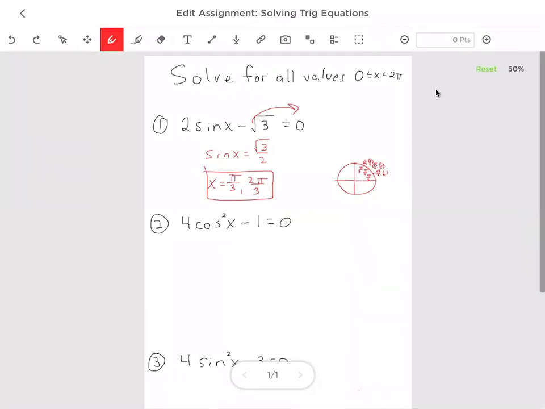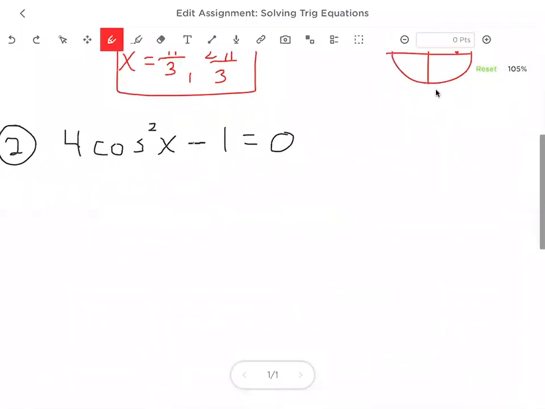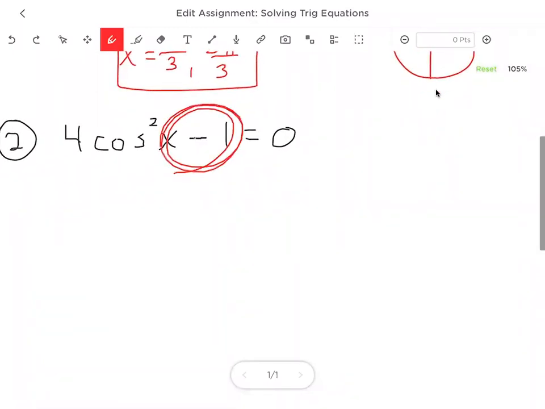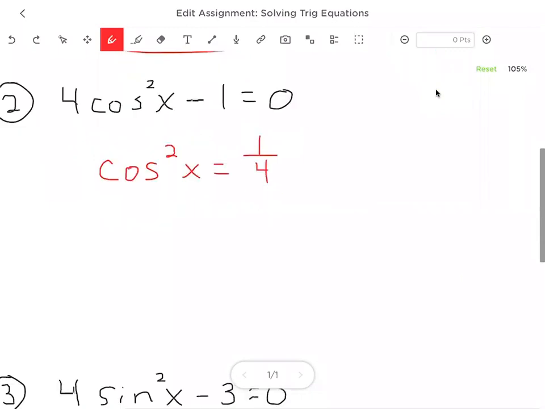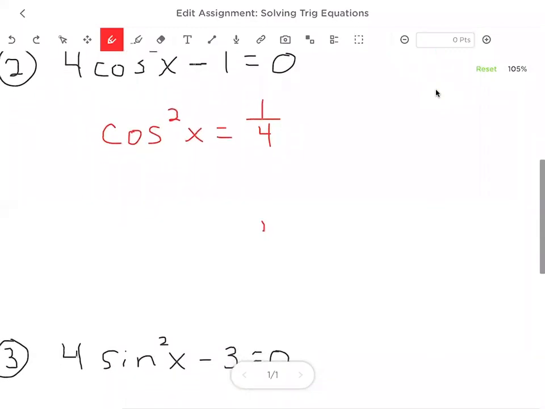Okay, next. This is where we have one of those squared problems. So thank you that we changed this to a minus from a plus. And so if I move the 1 over and divide by 4, I have cosine squared x is equal to 1/4. And when we take the square root of both sides, I get the cosine of x is equal to plus or minus 1/2. Don't forget it's plus or minus.